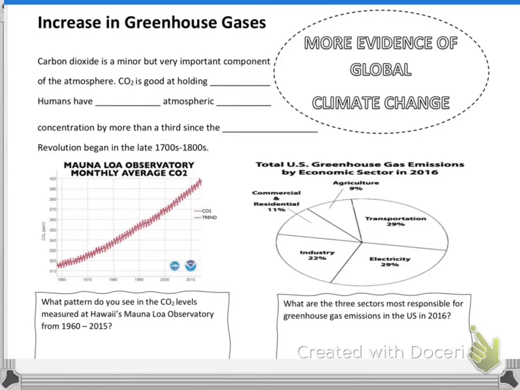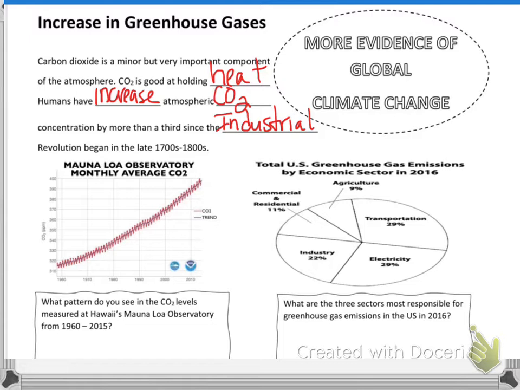Okay, guys, this is part 2. More evidence of global climate change. Carbon dioxide is a minor but very important component in the atmosphere. CO2 is good at holding heat. Humans have increased atmospheric CO2 concentrations by more than a third since the Industrial Revolution began in the late 1700s to the 1800s.